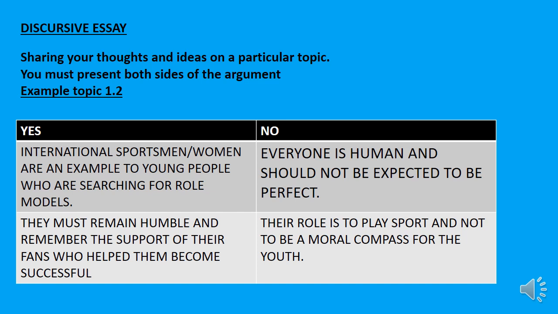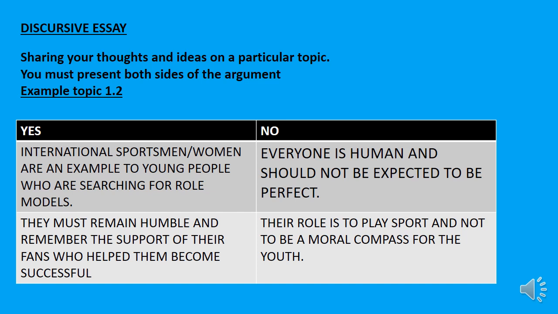So if you look at topic 1.2, you're going to argue both sides. You're going to argue the yes and the no side. So under the yes, what I came up with was international sportsmen and women are an example to young people who are searching for role models. They must remain humble and remember the support of their fans who help them become successful. On the no side, everyone is human and should not be expected to be perfect. Their role is to play sport and not to be a moral compass for the youth.